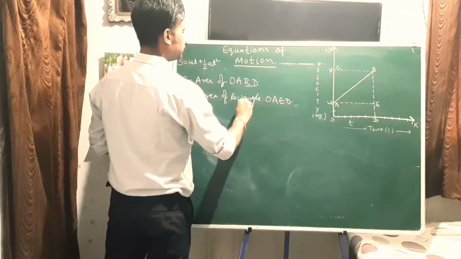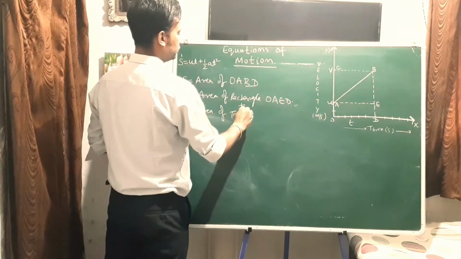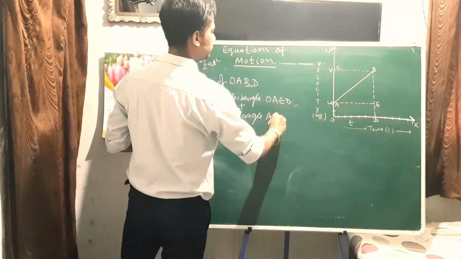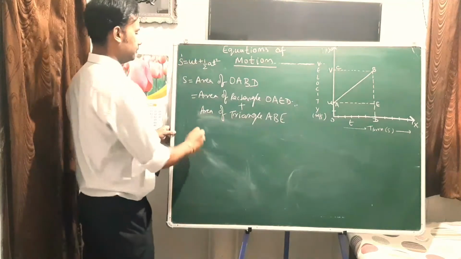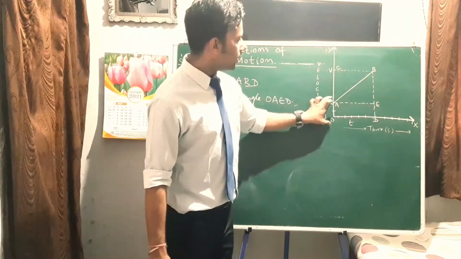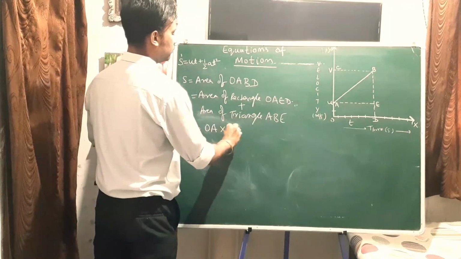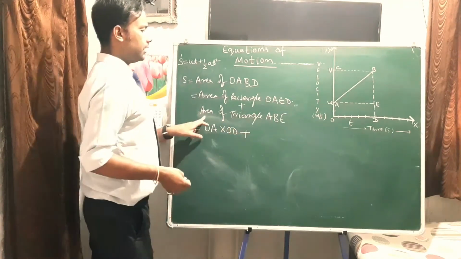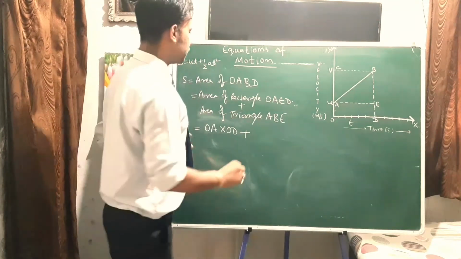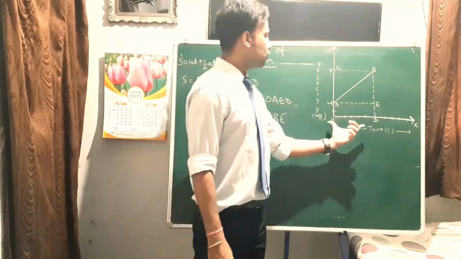I'm writing plus here, plus area of triangle ABE, right? Just find what is the area of the rectangle. That will be length and breadth. So that will be OA into OD, plus area of triangle, that is half base into height. So half base. Base is nothing but OD.